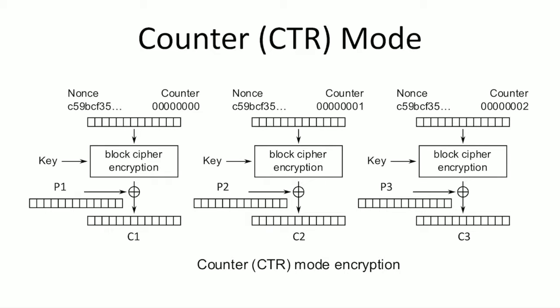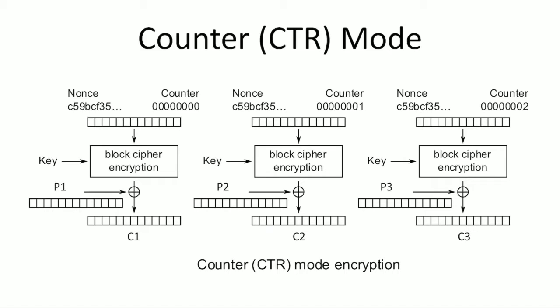Next, we have the counter mode, or CTR. This mode looks very similar to ECB mode in operation. Here we split our plaintext into blocks of equal size and encrypt each block separately using the same block cipher encryption algorithm and the same key, just like we did in ECB. So we have parallel encryption going on for each block, and there is no chaining. There are, however, two differences between ECB and counter mode.